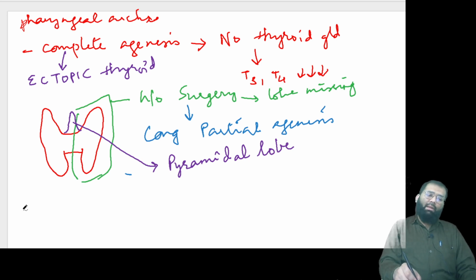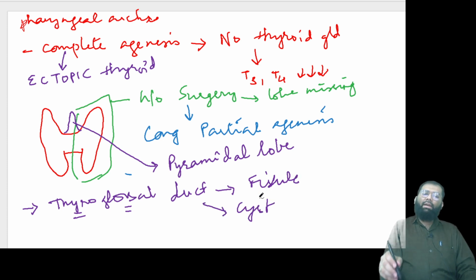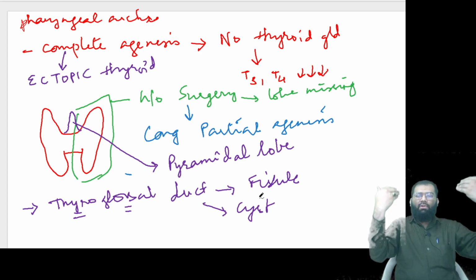Another important congenital anomaly, another congenital disorder, is presence of thyroglossal. As the name suggests, thyroglossal: it is connected to thyroid, and glossa means tongue. So it is connected to tongue and thyroid gland. Thyroglossal duct forms thyroglossal fistula or thyroglossal cyst. There is the normal thyroglossal duct through which the normal thyroid descends down, and there is formation of thyroid.